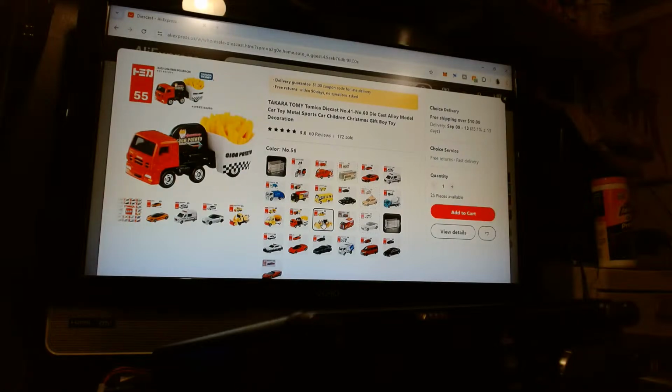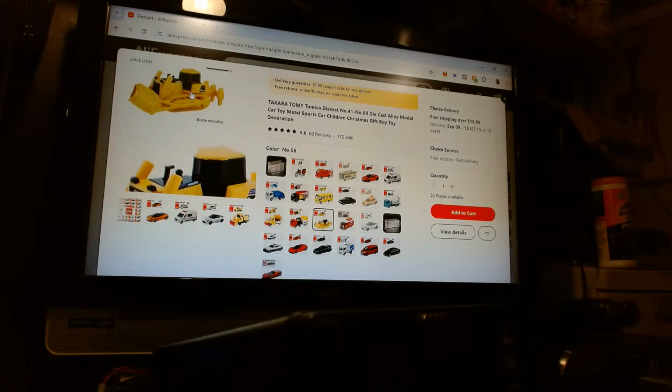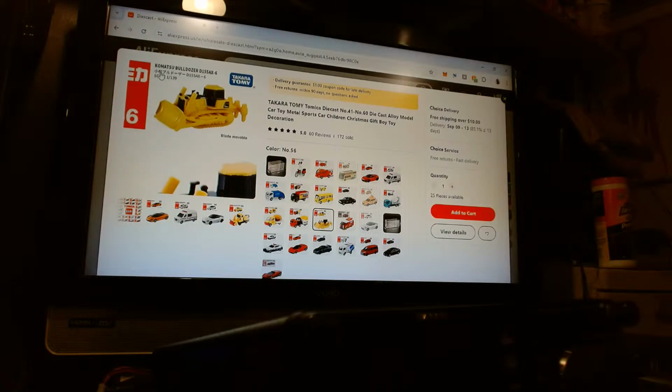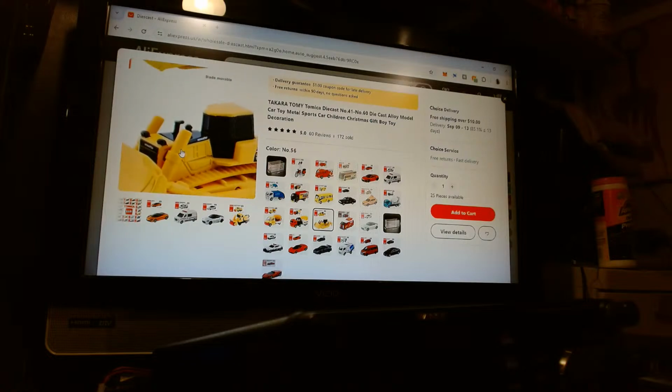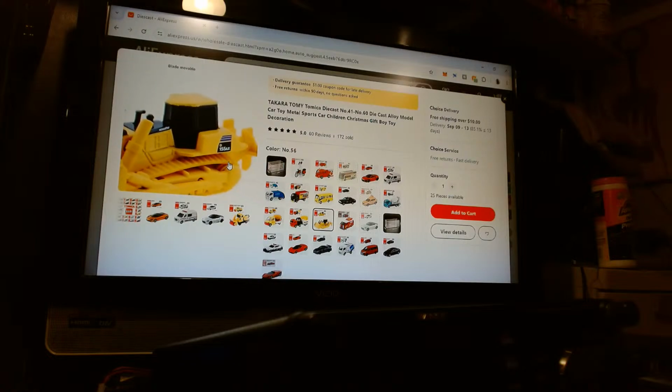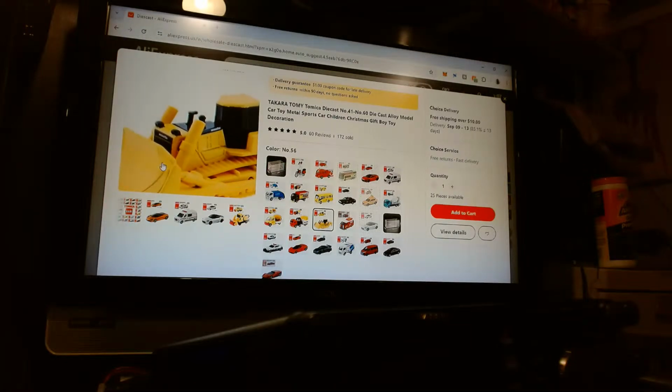Okay, and then of course you get your Komatsu bulldozer. So this is Komatsu. That's a Japanese company that makes, they're like the equivalent of Caterpillar. In the United States, we have Caterpillar. Komatsu is very big. When you go to a construction site, you do see a lot. I do see a lot of Komatsu.